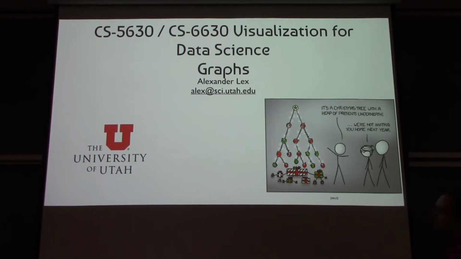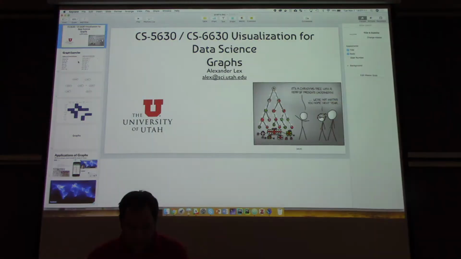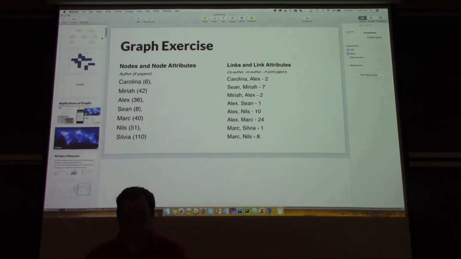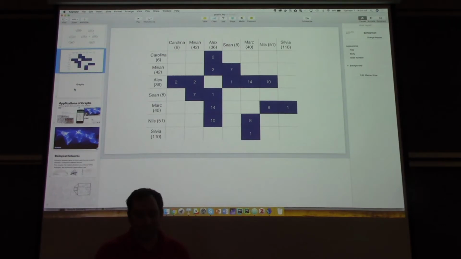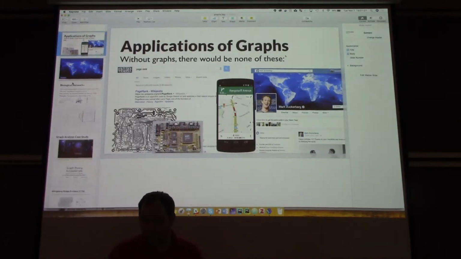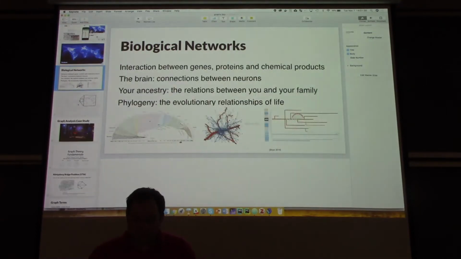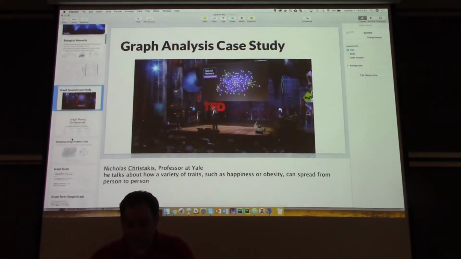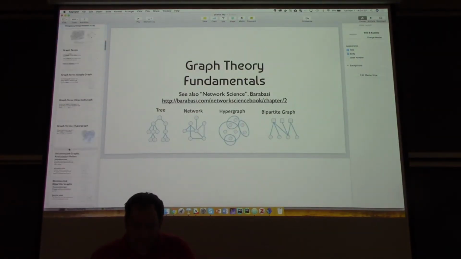Okay, so if not, last time we talked about a little bit of an introduction to graph theory. We played around with different graph visualization approaches. We came up with this node link approach and this matrix approach. Then we talked about applications of graphs, that they describe a lot of phenomena in nature and in society and in technology. We talked about biological networks, about social networks, and then we talked about a couple of graph theory fundamentals. I'm going to essentially skip over this now because we already covered that.